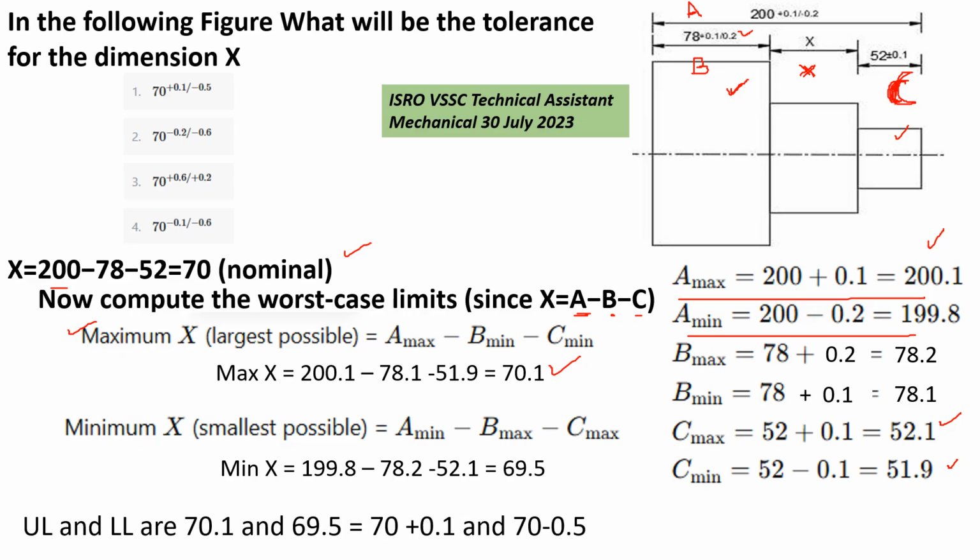So upper limit of the part X is 70.1 and the lower limit of the part X is 69.5. So this can be rewritten as 70 plus 0.1 and 70 minus 0.5. So then the tolerance zone for the dimension X is 70 plus 0.1 and minus 0.5. So option A is the correct.